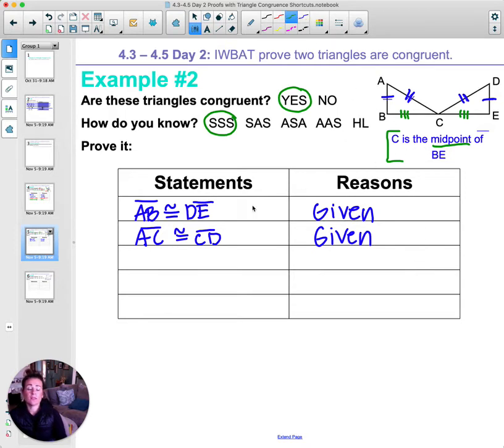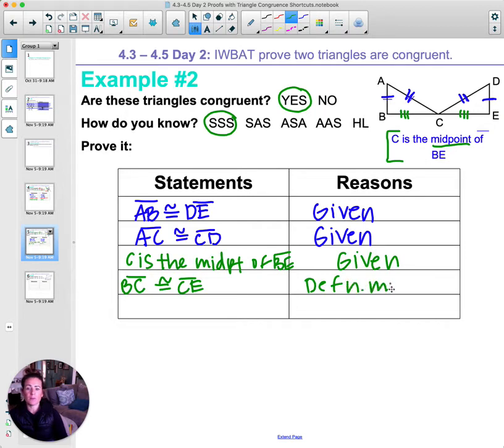Okay, then we were given this statement. Now you actually have to write out that statement because that's what you were given. C is the midpoint of BE. Okay, that whole statement is what you were given. So write it out. Then you did something with it because it has a word. So in order to mark it up on the picture, we had to know what this word midpoint meant. Okay, and what midpoint meant to us was that segment BC was congruent to segment CE because we know the definition of a midpoint.